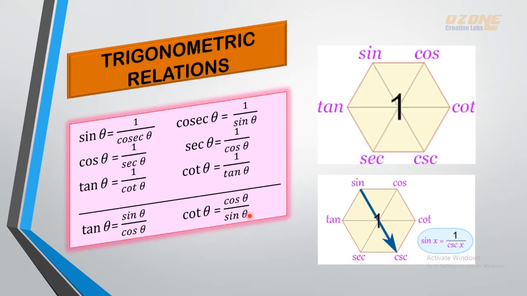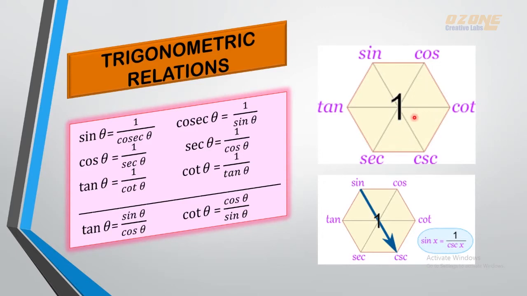We can remember these formulas using a hexagon method also. So here one hexagon is given. We know that a hexagon is a 6-sided polygon, right? At each corner we write all 6 trigonometric values in this pattern: sine, cosine, tan, cotangent, sec, cosec. Now we join the diagonals of the hexagon and write 1 at the center.